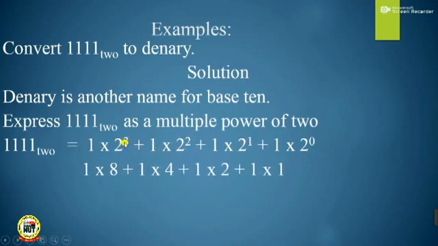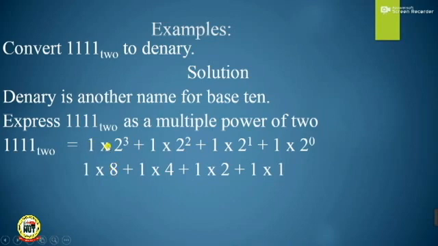Now, 2 raised to the power of 3 does not mean 2 times 3. Rather, it means 2 times 2 times 2. That is 2 in 3 places. Now look at it. 2 times 2 is what? 4. 4 times 2, 8. So 2 raised to the power of 3 is here 8.